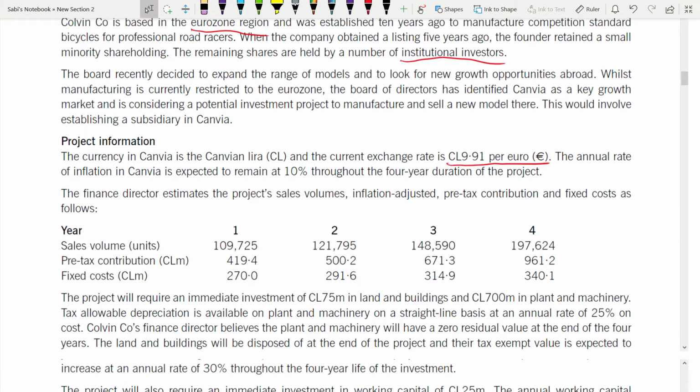Okay, so these are some keywords. Please follow these little techniques and it will make wonders. Coming to the annual rate of inflation. Annual rate of inflation will be given to you. Okay, is expected to remain at 10% throughout the 4-year duration of the project. So inflation is 10% for 4 years. All the 4 years is 10%.